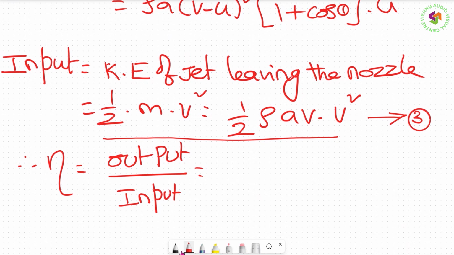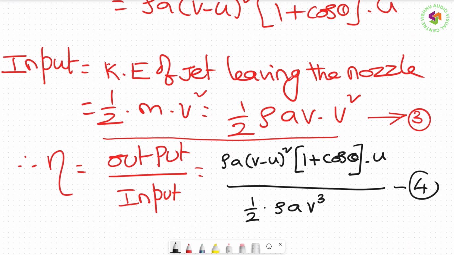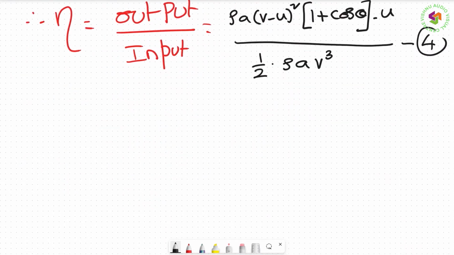So how much is the output, gentlemen? It is rho A into V minus U whole square into 1 plus cos theta into U, divided by input, which is half into rho A V cube. This is the thing. So this is 4. So this is over. Then after this, I want to do some more calculation.